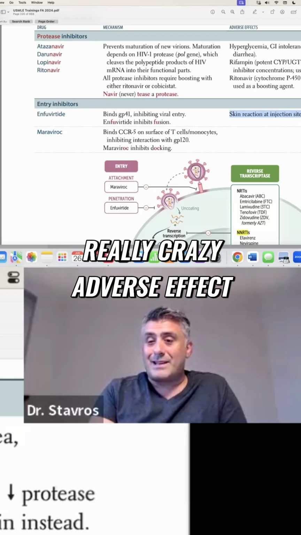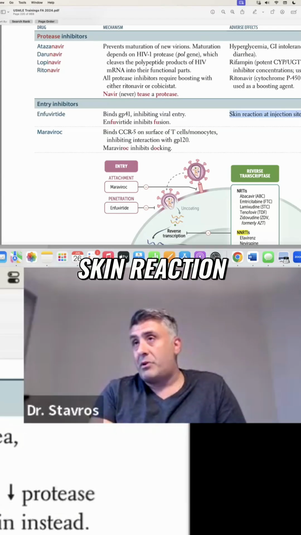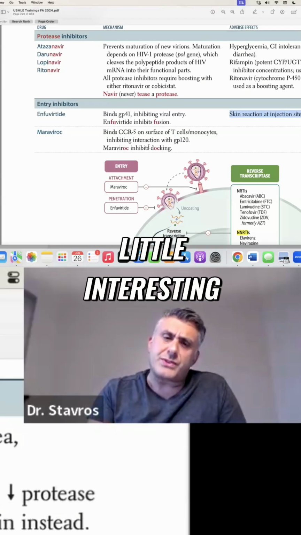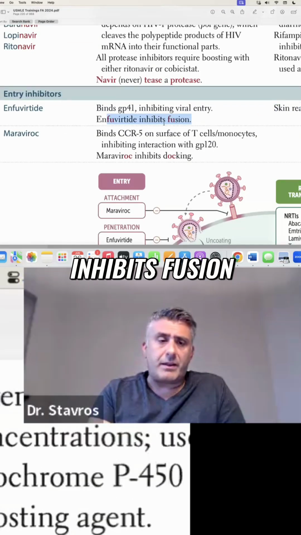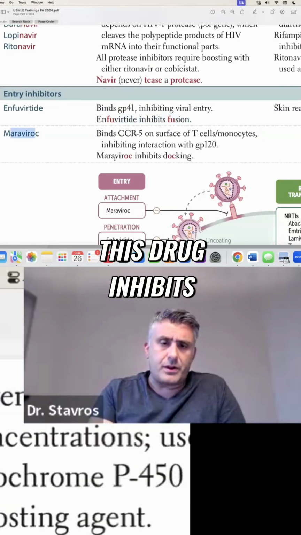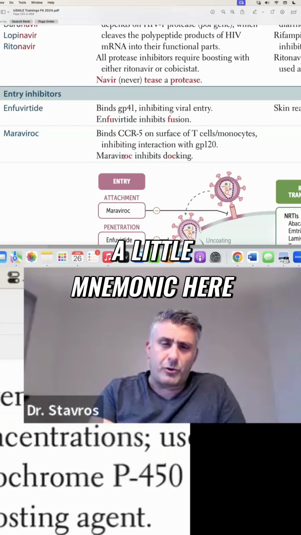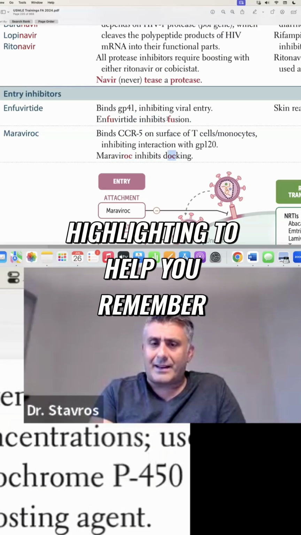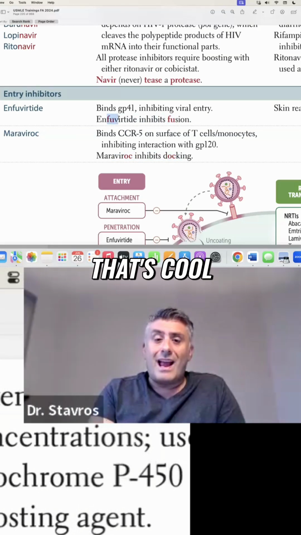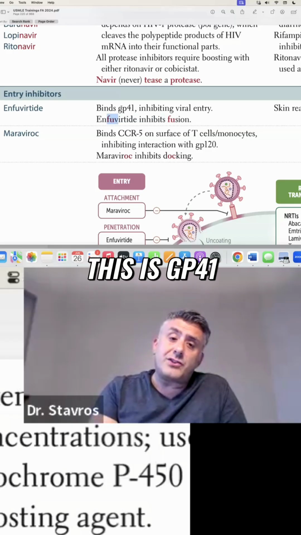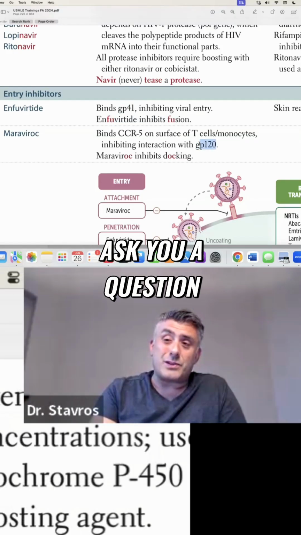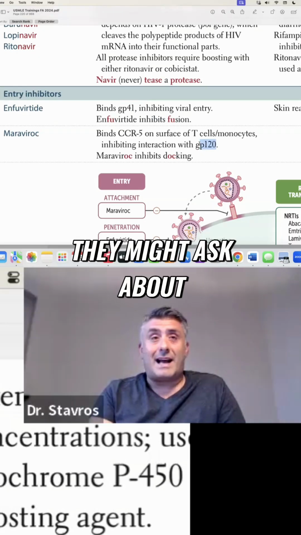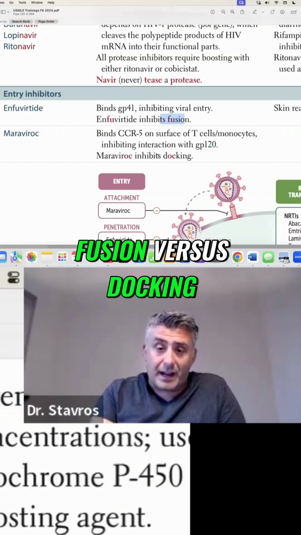This is not a really crazy adverse effect, skin reaction, no big deal. But this is a little interesting. This one inhibits fusion, okay? This drug inhibits docking, and they have a little mnemonic here, a little highlighting to help you remember. That's cool. And then guess what? This is GP41, this is 120. Do you think they'll ask you a question on that? They might. They might ask about fusion versus docking.